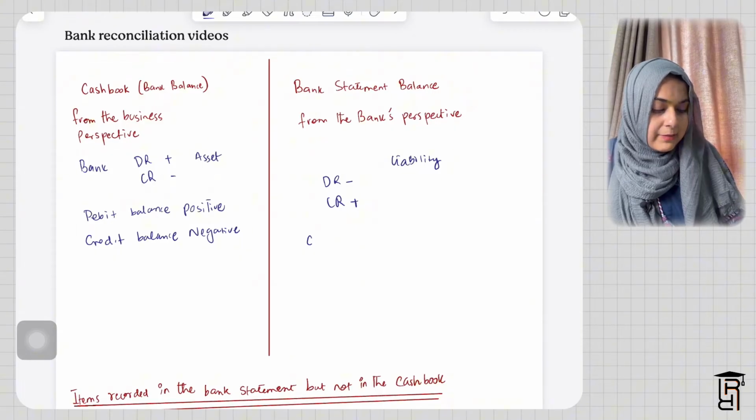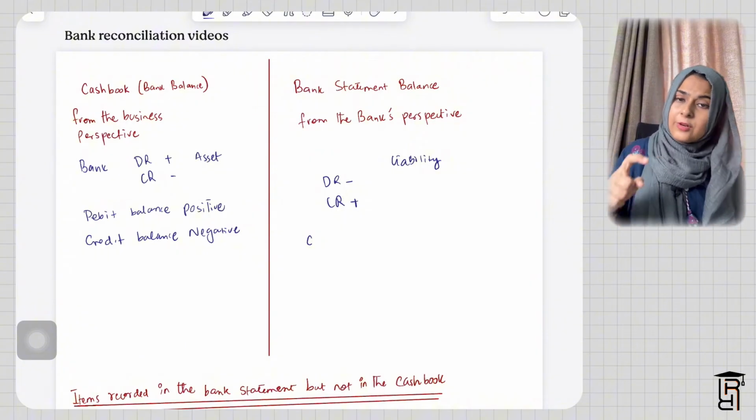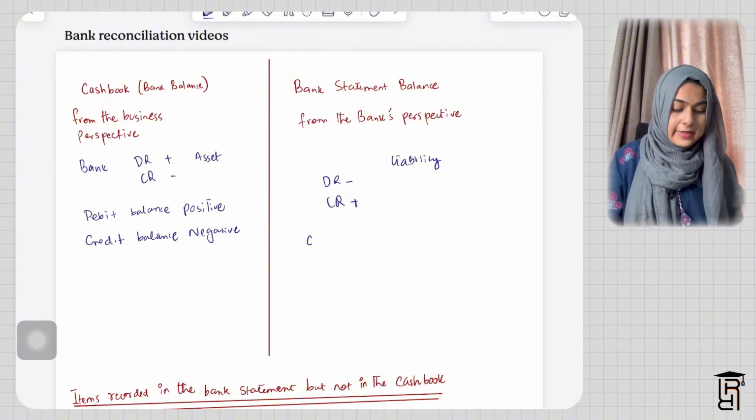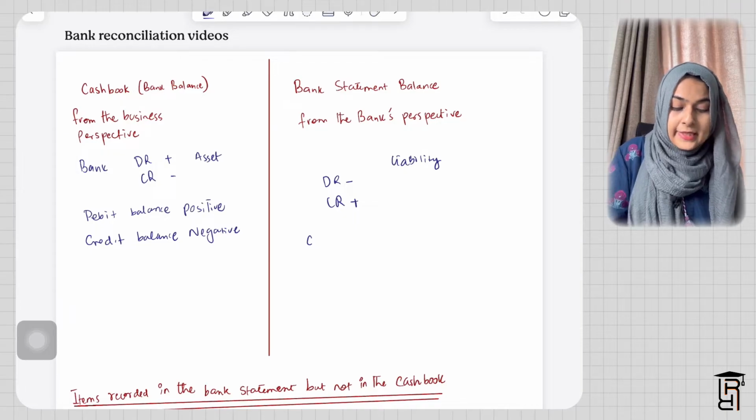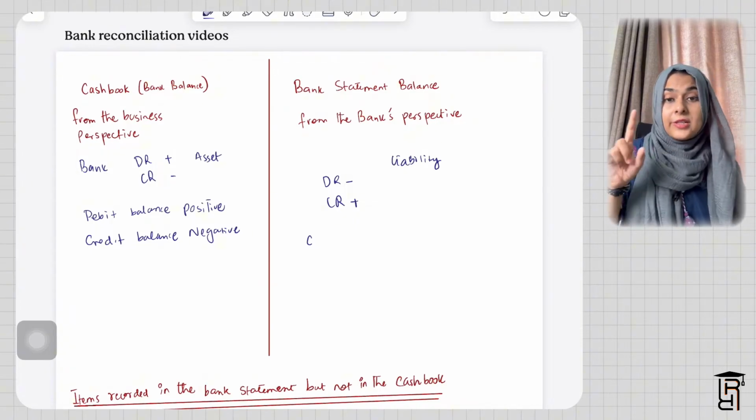So a debit balance on the bank statement is a negative balance. This is very important for solving the questions and understanding them. So we move on to the items that are not recorded in the cash book.